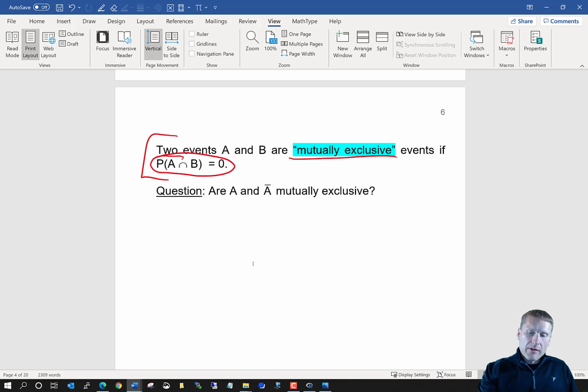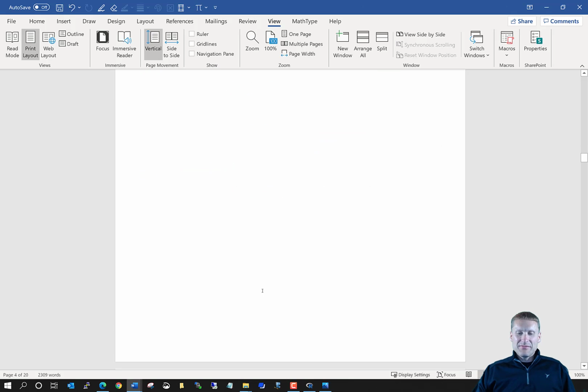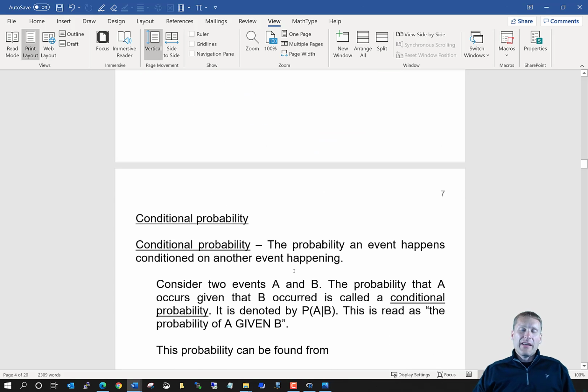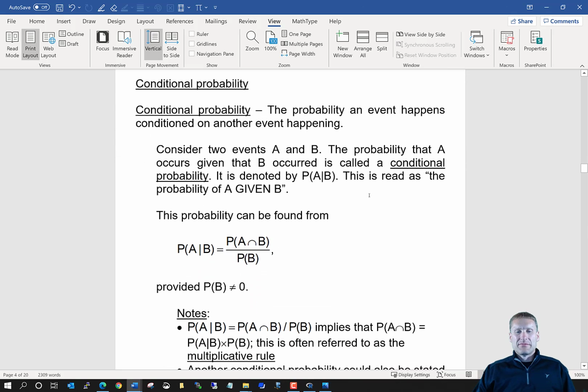So then I have a simple question here. Well, are A and A complement, or A bar, mutually exclusive? And the answer is yes, because one is the opposite of the other. They both can't occur at the same time. If they could, that would be like saying Larry Bird both made and missed his first free throw. And that obviously can't occur.